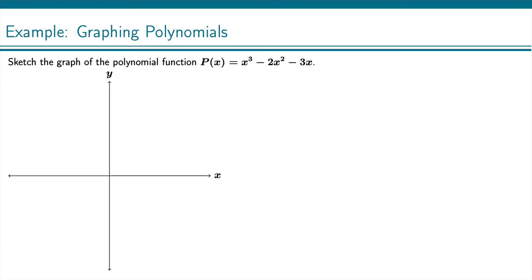Sketch the graph of the polynomial function p of x equals x cubed minus 2x squared minus 3x. The first thing we do is we look at our leading term to get our end behavior. So first of all, our leading coefficient is positive 1. And a positive leading coefficient means that the right side of the graph goes up. So y approaches infinity, we're going up, as x approaches infinity on the right.